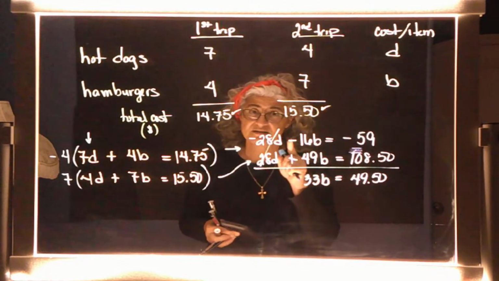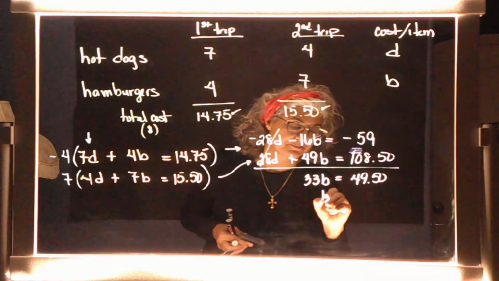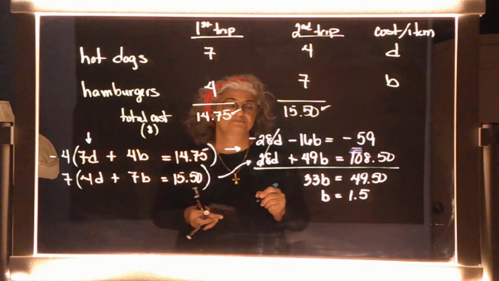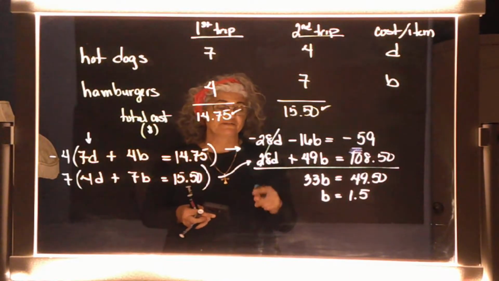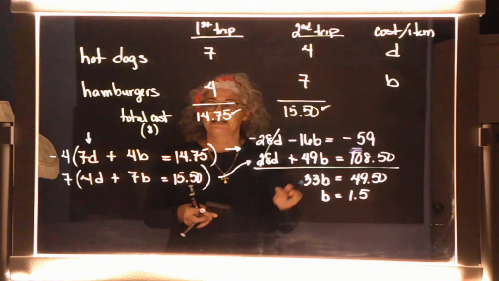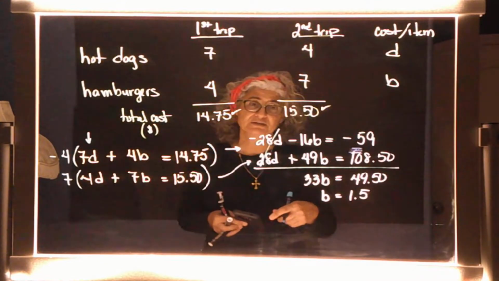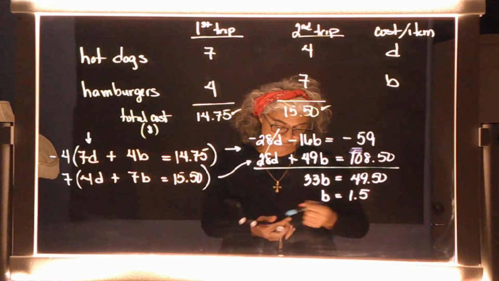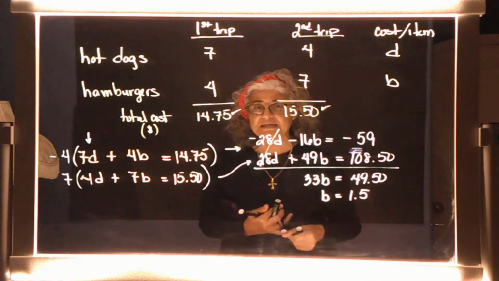Good. And then, yep, divide both sides by B, and I got 1.5. Okay, we just found the value for B, and now you got to find the value for D. So what are you going to do to find the value for D? Yeah, plug the B in.